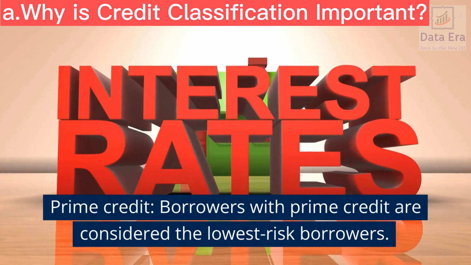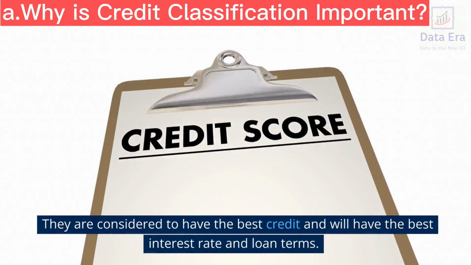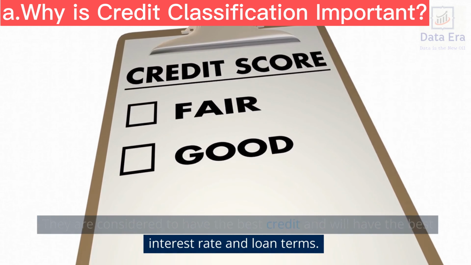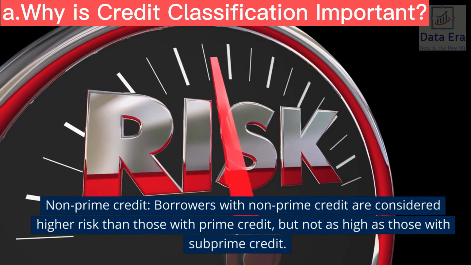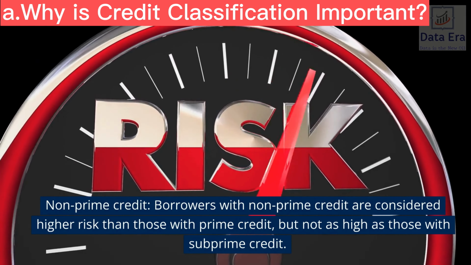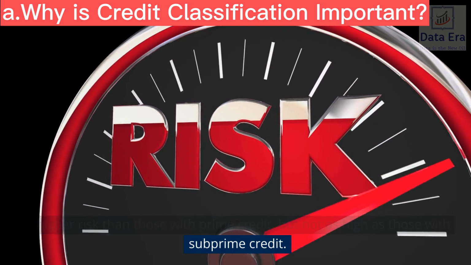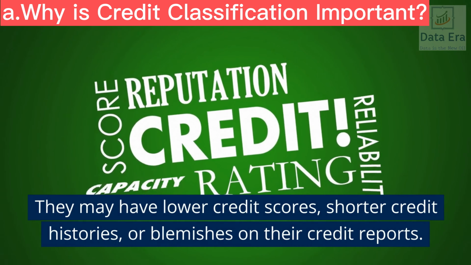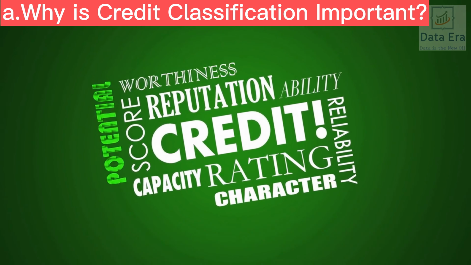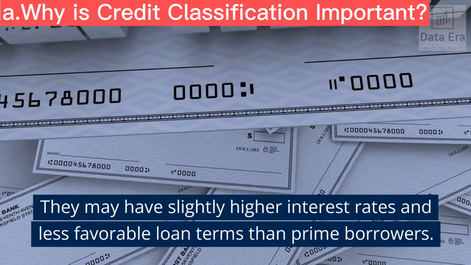Borrowers with prime credit are considered the lowest risk borrowers. They typically have high credit scores, a long credit history, and a good track record of making timely payments. They are considered to have the best credit and will have the best interest rate and loan terms. Non-prime credit. Borrowers with non-prime credit are considered higher risk than those with prime credit, but not as high as those with subprime credit. They may have lower credit scores, shorter credit histories, or blemishes on their credit reports. They may have slightly higher interest rates and less favorable loan terms than prime borrowers.